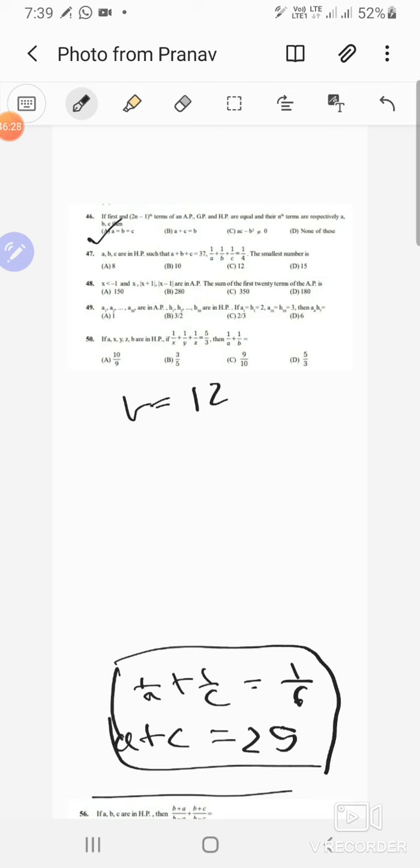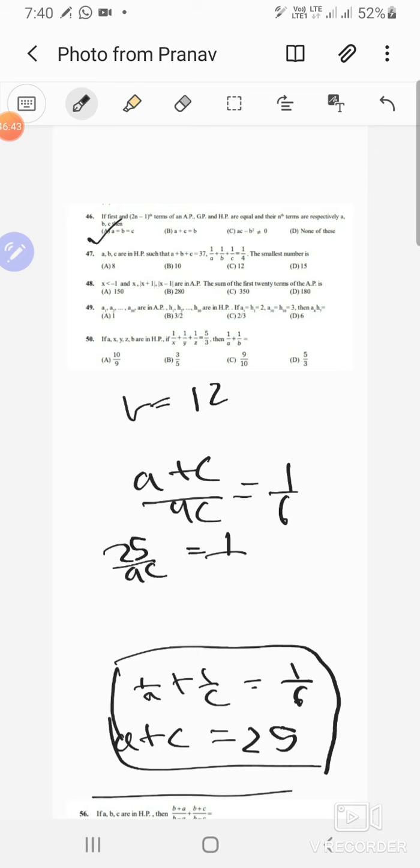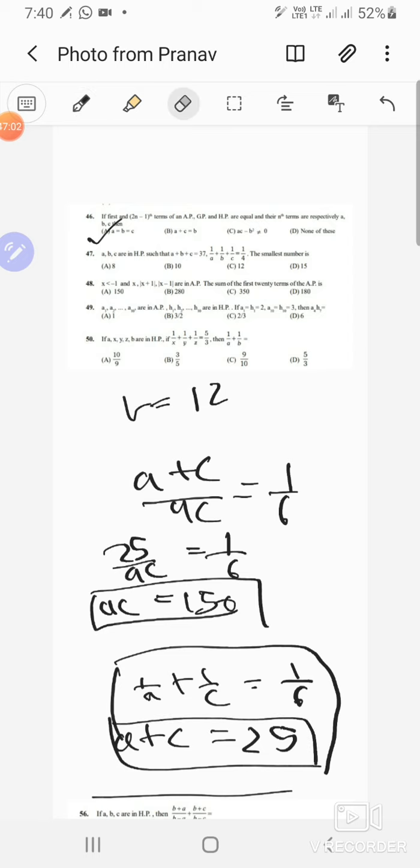Okay, so let's multiply this by ac. So (a plus c) upon ac is equal to 1 by 6. Now we know that a plus c is 25, so this is going to be 25 upon ac equals 1 by 6, which means that ac is equal to 6 into 25, which is 150. That's nice. Okay, so this is one of the equations which we got, and this is one of the equations which I will be using now.